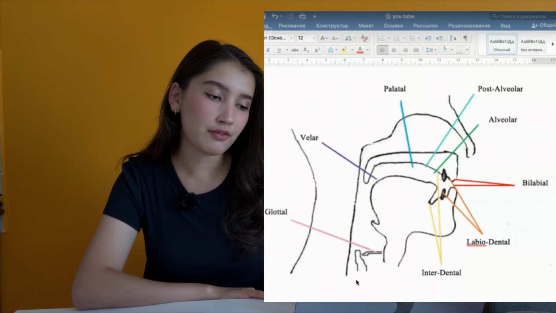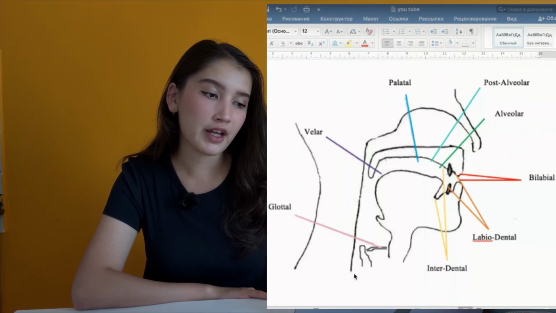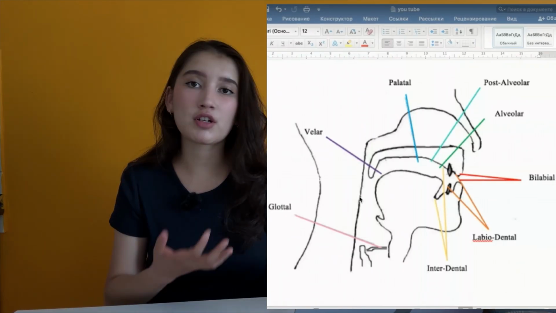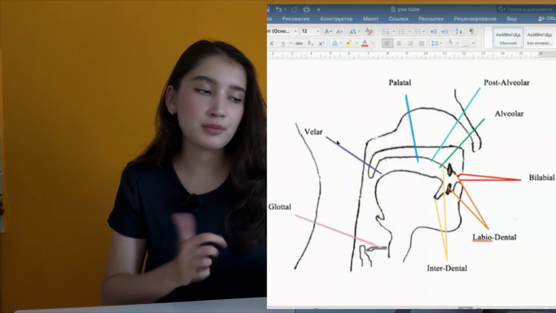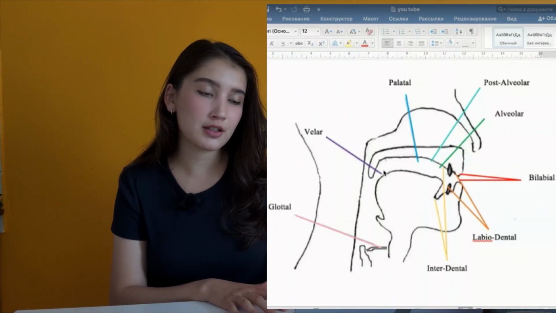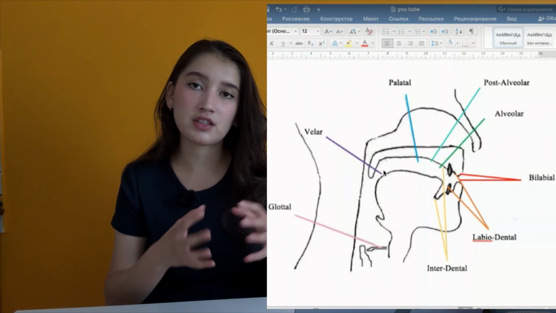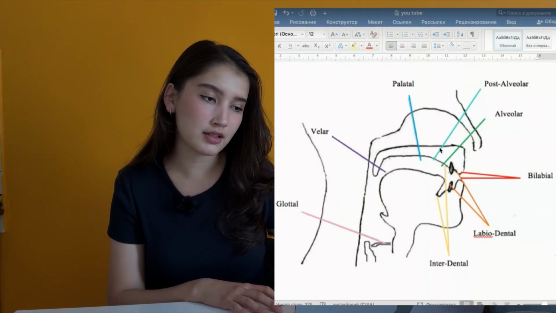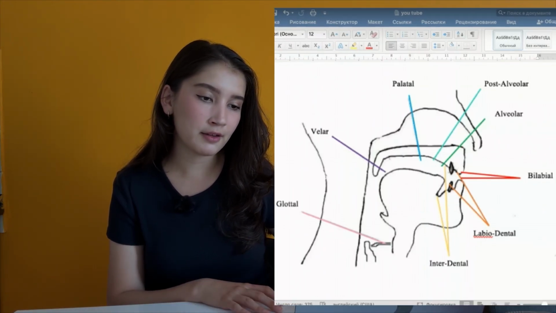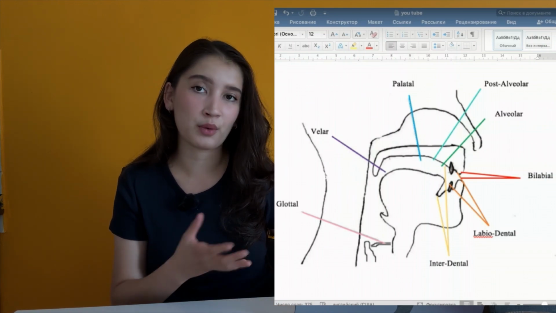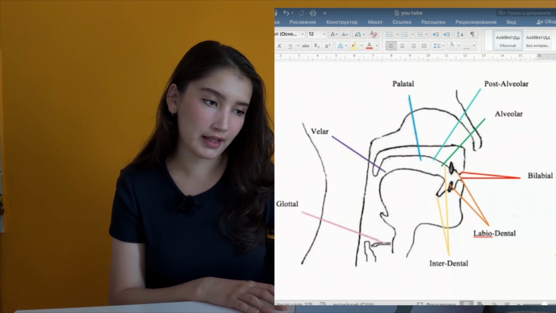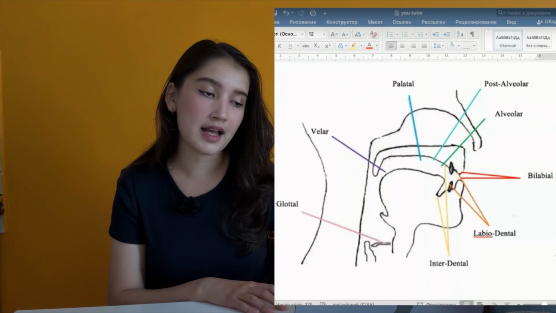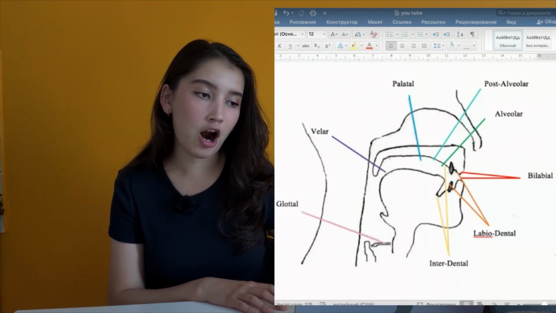So here we have a glottal part, and then we have a velar part, or sometimes we can call it velum, and the next coming is palatal. Actually, both velar and palatal we call a palate, and we divide it into two. This part is called a hard palate, and the velar part, also known as a velum, is called a soft palate.